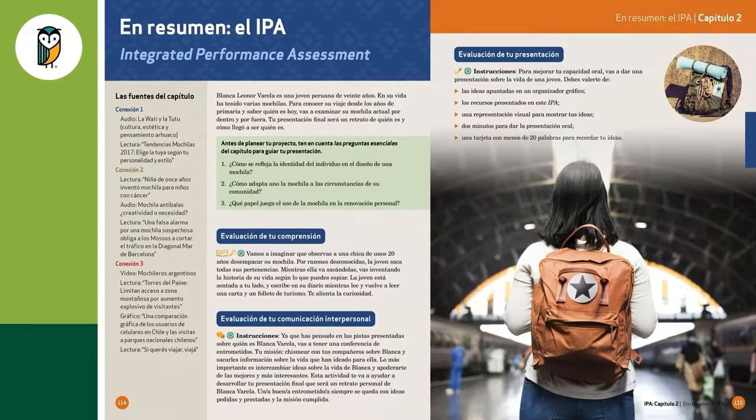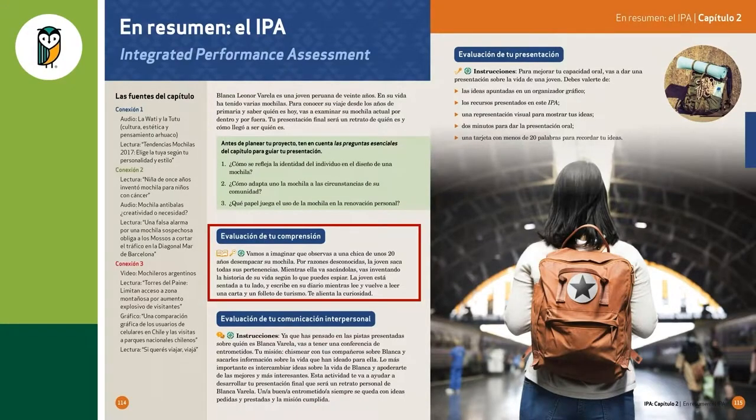Task types borrow from AP exam structure to give learners a simulated experience of what their exam experience will be like. It begins with a prompt or introduction and a review of the three essential questions of the unit. In this IPA, learners will present a picture of a young lady from Peru based on the various mochilas that she has had over the years.